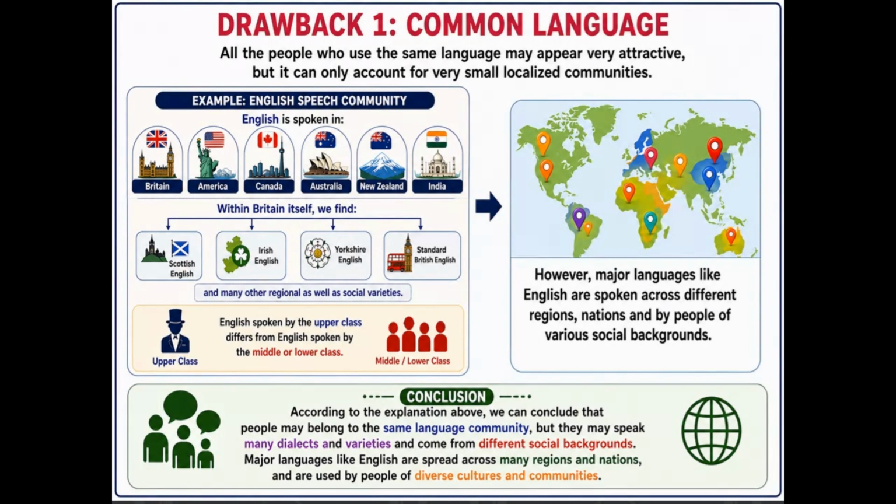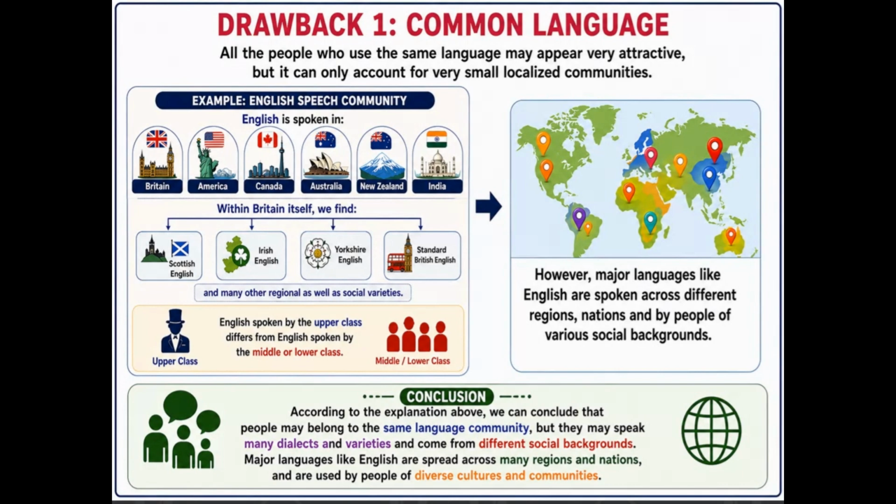Within Britain itself, we find Yorkshire English, Scottish English, Irish English, Standard British English, and many regional as well as social varieties. Similarly, English spoken by the upper class differs from English spoken by the middle class or lower class. For example, the Cockney variety, which was spoken by Eliza in the play Pygmalion by Bernard Shaw. Now this clearly shows that one common language does not necessarily mean one speech community.